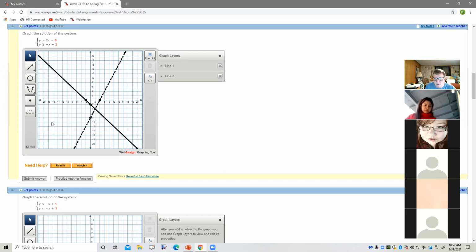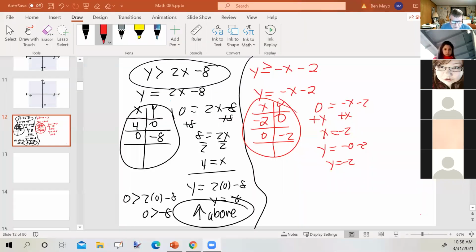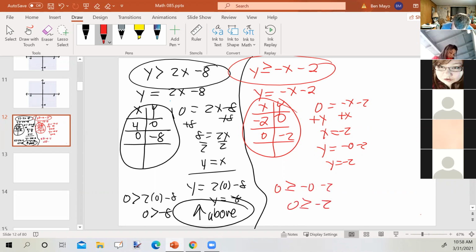Now, recall the shading for the dotted line was above. Let's find the shading for the solid line. So let's go back here. And again, I'm going to use 0, 0 on this. So 0 greater than or equal to -0 minus 2. 0 is greater than or equal to -2. Yes, it is. So 0, 0 is a solution to both of them, isn't it?